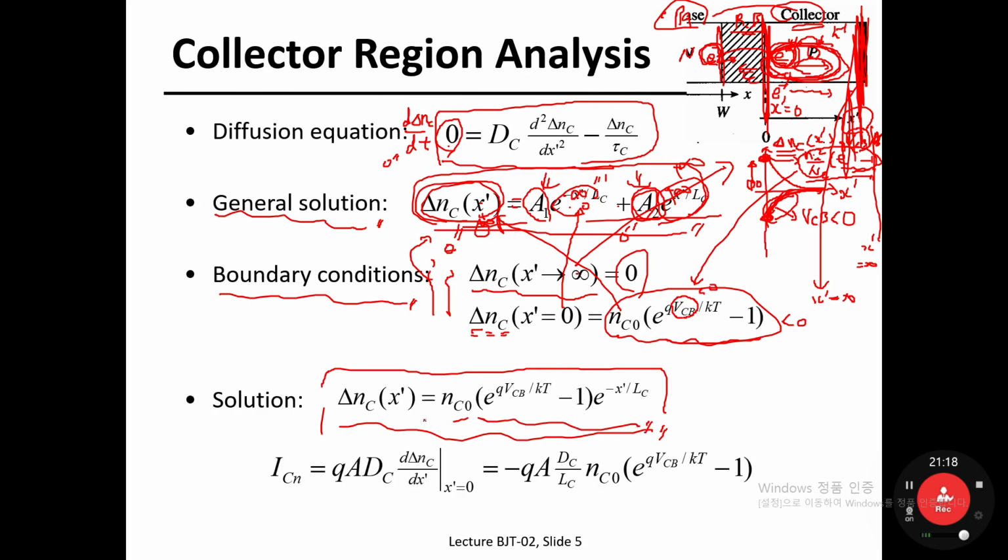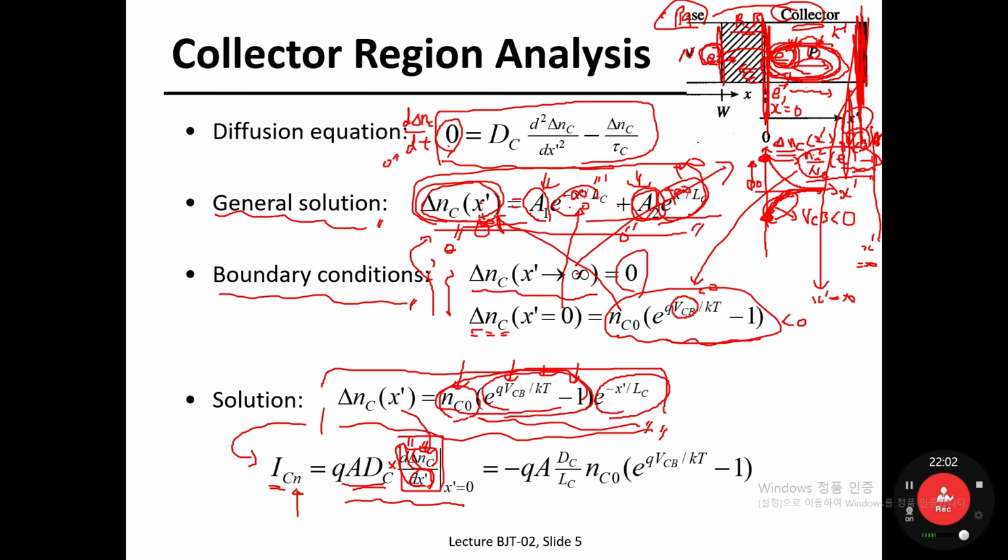And now, as a second step, to know the collector current by electrons, you should set up the diffusion equation, right? So some constant value times the excess electron concentration gradient, right? Gradient means the first derivative. So just simply plug in here, and since N_C0 times exponential of qV_CB over kT minus 1 is a constant with respect to x prime, no x prime here and there, right? So this is simply constant.